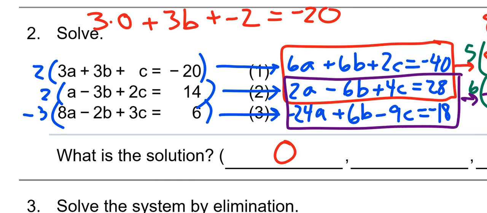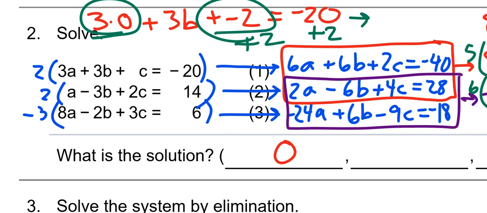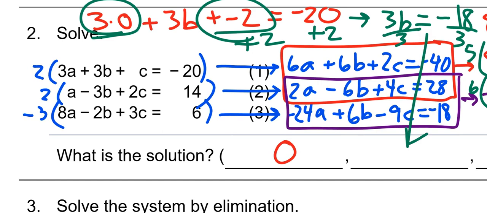Okay. What is 3 times 0 minus 2? That's negative 2, so we're going to add 2 to both sides, giving us 3b equals, what is negative 20 plus 2? Negative 20 plus 2. Negative 18. So what does that tell us about b? Negative 6. b equals negative 6.